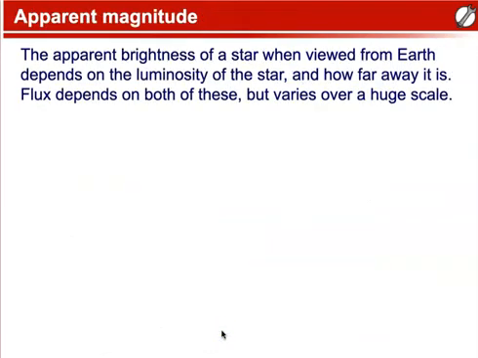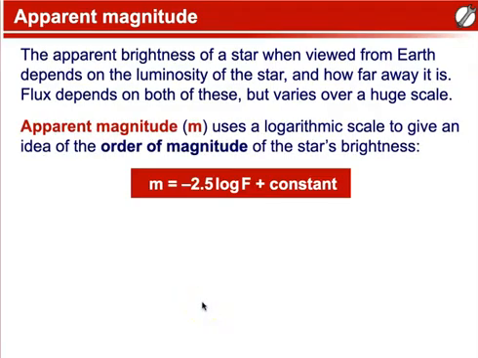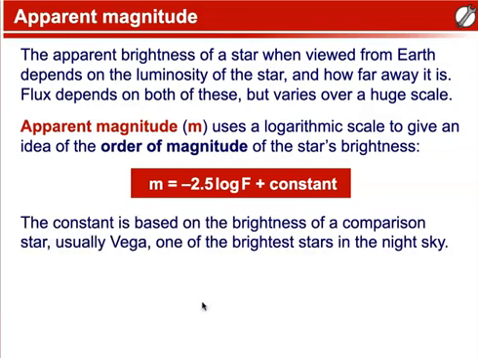Apparent magnitude. The apparent brightness of a star when viewed from Earth depends on the luminosity of the star and how far away it is. Flux depends on both of these, but varies over a huge scale. The apparent magnitude uses a logarithmic scale to give an idea of the order of magnitude of the star's brightness. The constant is based on the brightness of a comparison star, usually Vega, one of the brightest stars in the night sky.